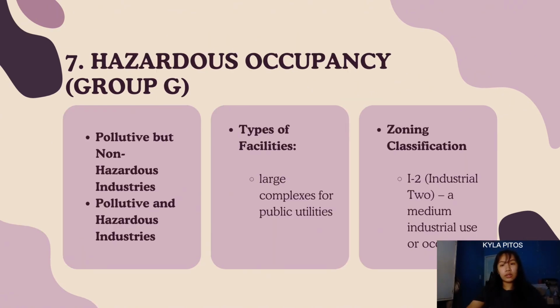Next would be the hazardous occupancy, or also known as the Group G. Under this are the pollutive but non-hazardous industries, and also pollutive and hazardous industries. Now the types of facilities under this occupancy are storage tanks, armories, plastic compounding, also factories with highly flammable chemicals, and other large complexes for public utilities. The zoning classification of this occupancy is I2, or also known as Industrial 2, which is a medium industrial use or occupancy.